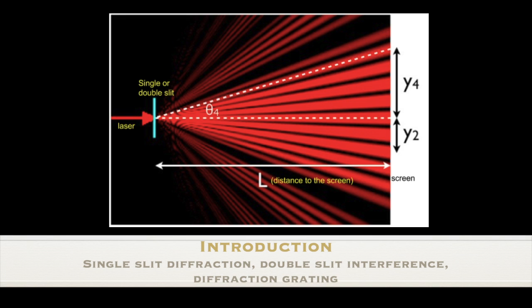This picture shows the geometry of the way we would set up the lab in a classroom, and a laser shines on a single slit or a double slit, producing an interference pattern. So usually we put a screen a distance L away and look at the pattern of bright spots on the screen.